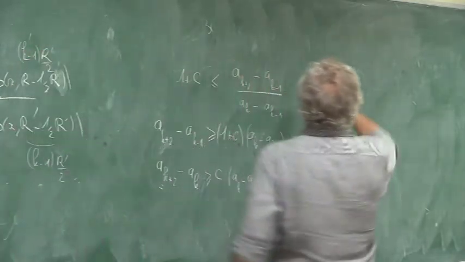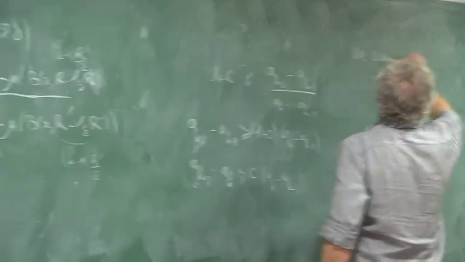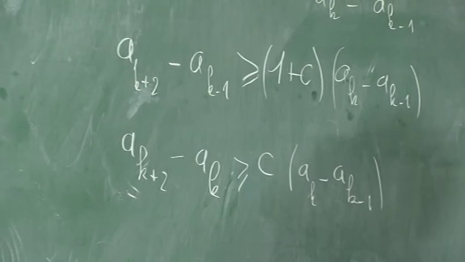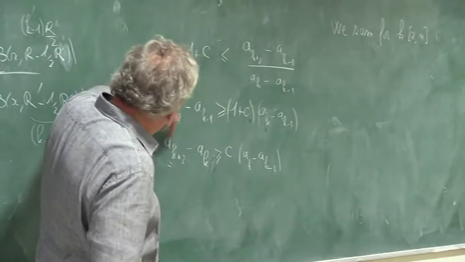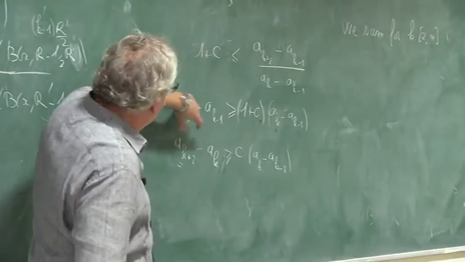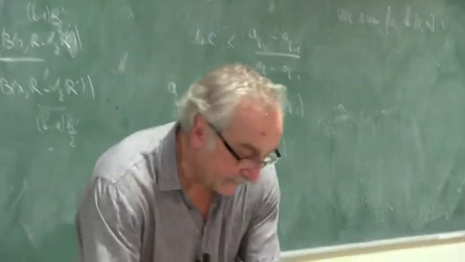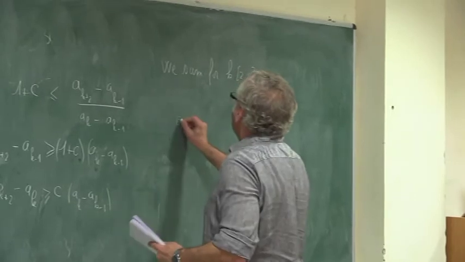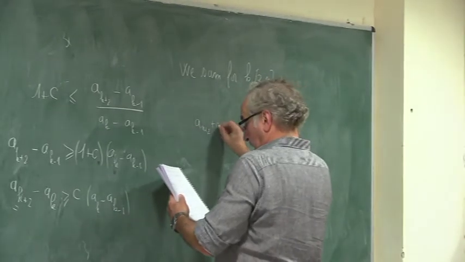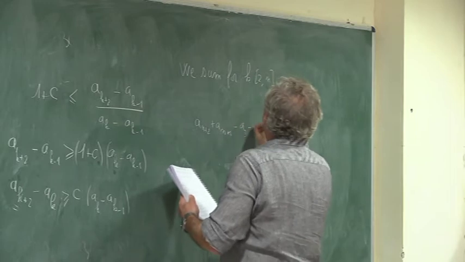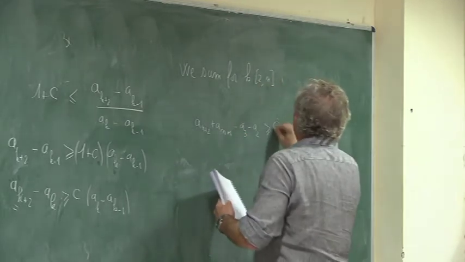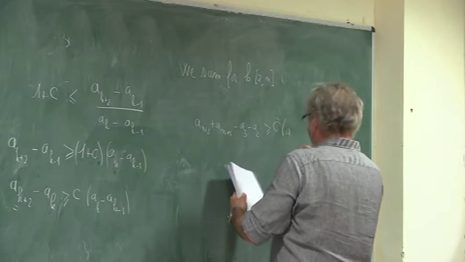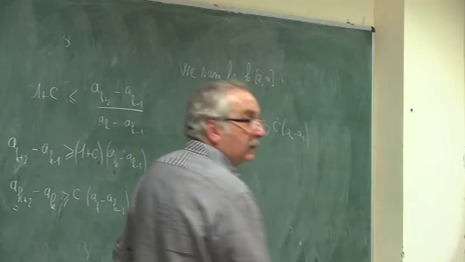Now we sum for all integers between 2 and n. So here they cancel one with the previous one. It's classical. Here there is a jump of 2. So the two largest and the two smallest remain. So what we get if we sum on this is A_{n+2} plus A_{n+1} minus A_3 minus A_2 is greater than C times A_n minus A_1. You see the stuff, it's easy, right?